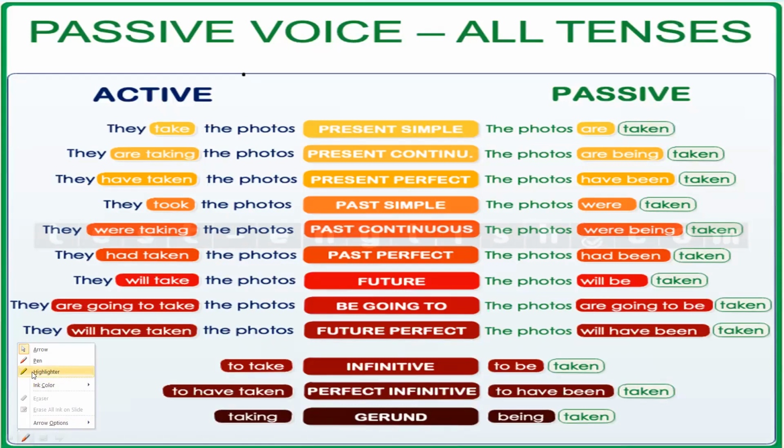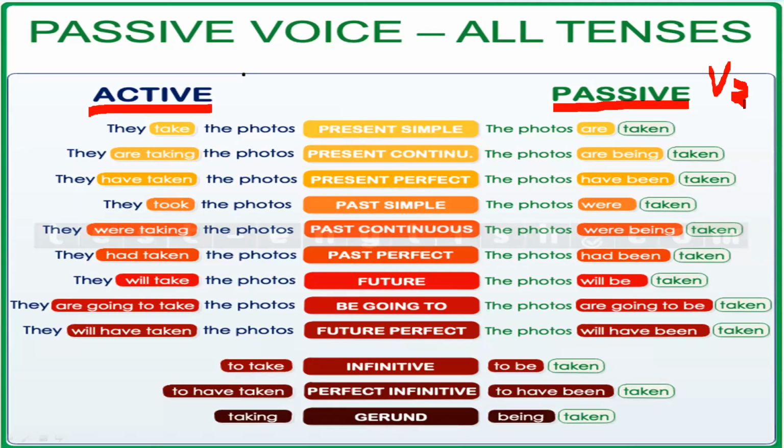Okay, this is the last slide for the grammar topic. This is the active and this is the passive. And passive equals V3. And as you remember in the previous slide, I said your verb tense in any passive sentence must end just before the main verb. Just before the main verb.